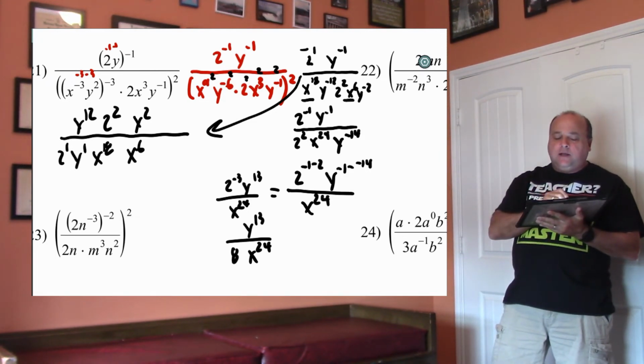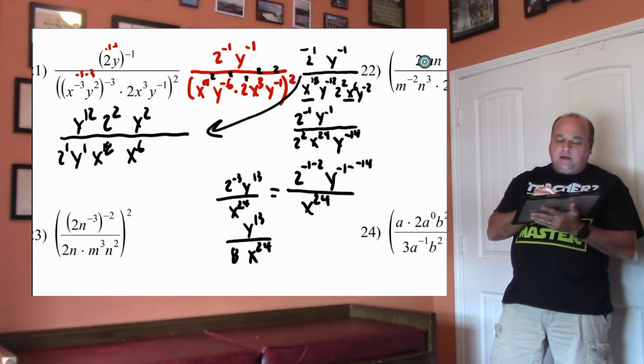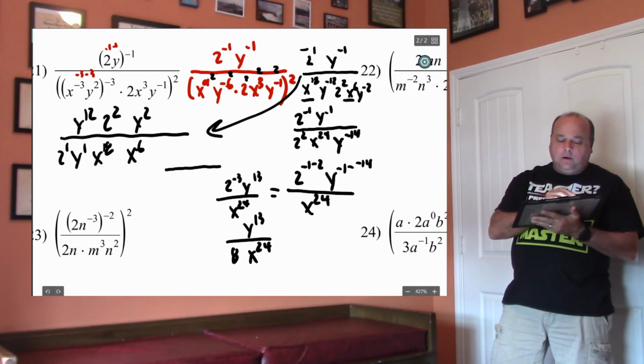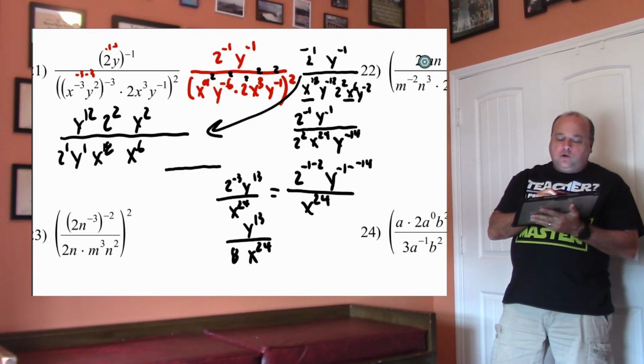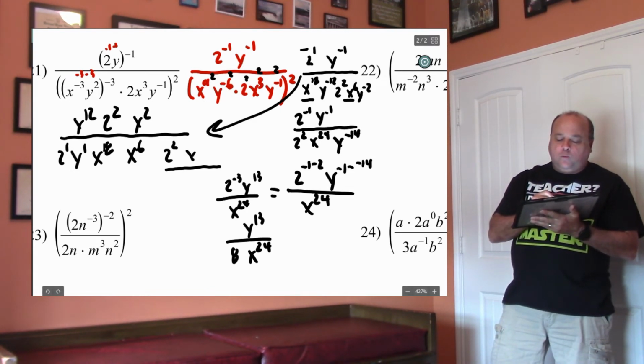Notice I went from here to here, and I got rid of all the negative exponents. Now then I'm going to group everything up. This is a lot of work here. So I'm going to have 2 squared, and then y to the 14 over 2 to the 1, x to the 18, y to the 7.